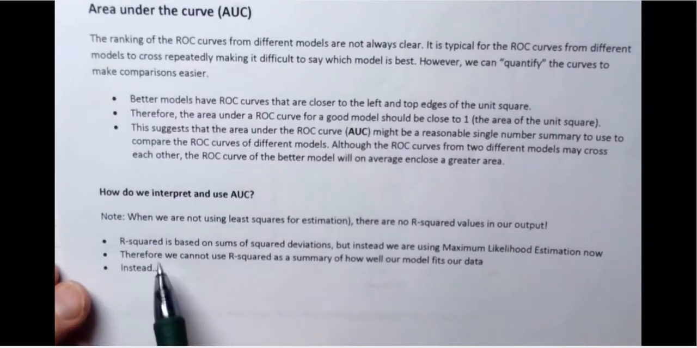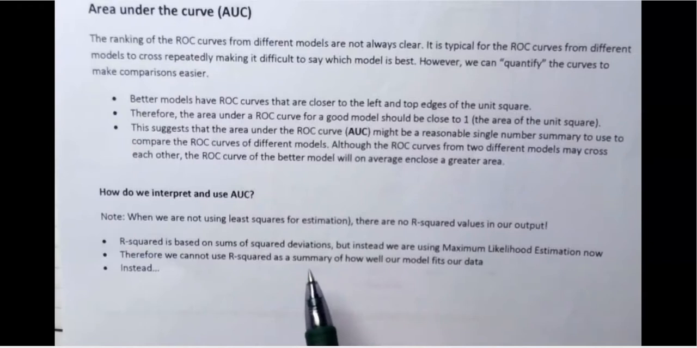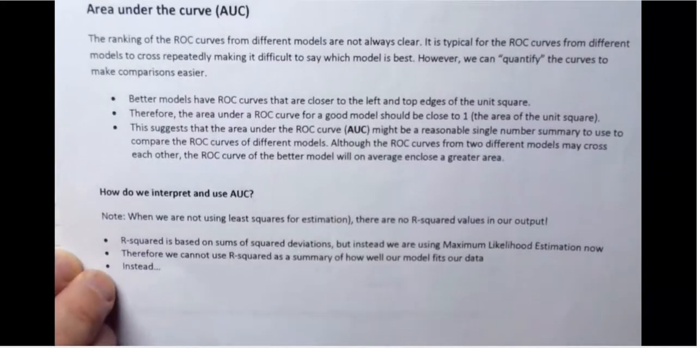So how do we interpret it? This is sort of the way we used R squared in linear regression. But R squared is based on a sum of squared deviations. But since we're using maximum likelihood estimation, we don't have a direct R squared. There are ways that people have come up with calculating something like an R squared. But this area under the curve idea is actually a little bit better, I think. So we're not going to use R squared as our summary. Instead, we're going to use the area under the curve. And how do we use that?